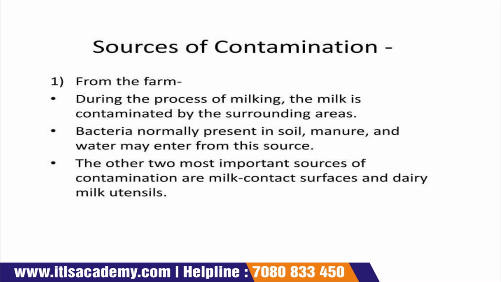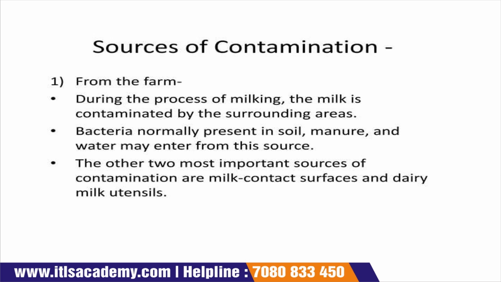Okay, now sources of contamination of milk. We all know that the first thing which contaminates the milk is what? The surrounding area, and this contamination occurs during the milking. When a milkman is milking in a farm, the surrounding area will contaminate the milk. These bacteria are normally present everywhere, like soil, manure, water, and they will enter from the source into the milk. And the other sources which contaminate the milk are what? The utensils, the milk contact surface area, even the milkman will also contaminate the milk.